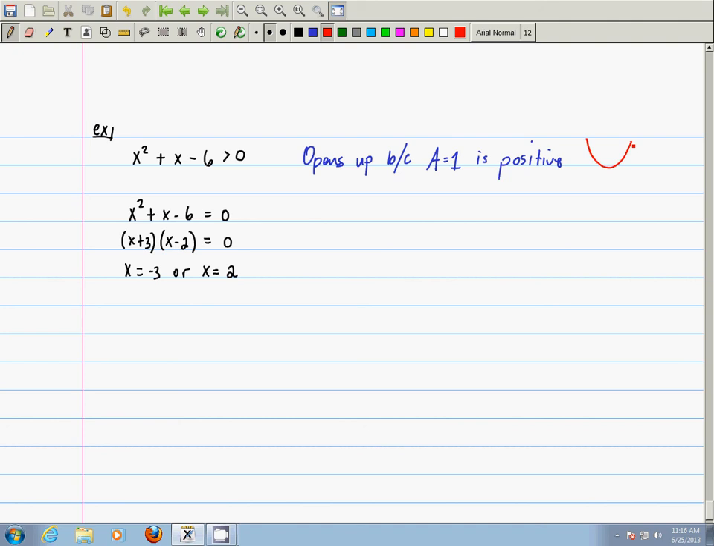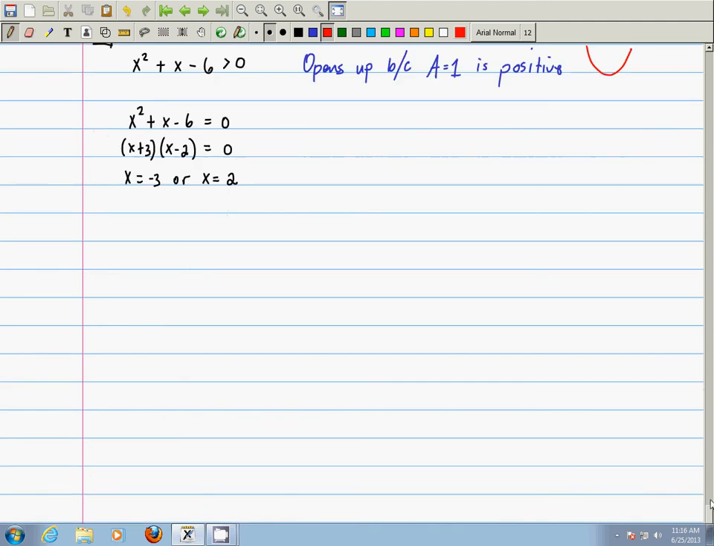Okay, it looks like so. And we want to know where the quadratic is positive. Okay. So what this is telling us is if we take the algebraic approach, then the inequality looks like so. X plus 3 multiplied by x minus 2 is positive. Right? That's what we need to solve.